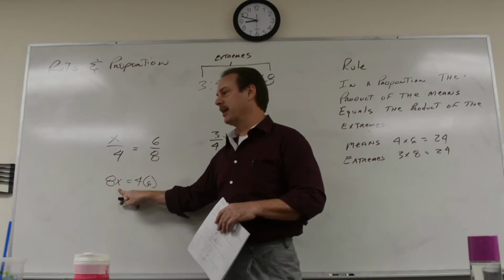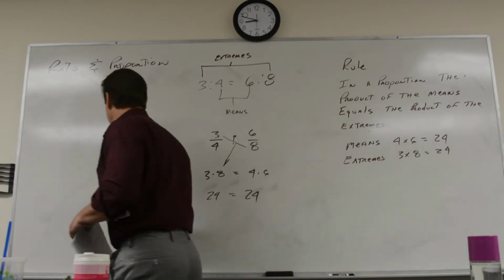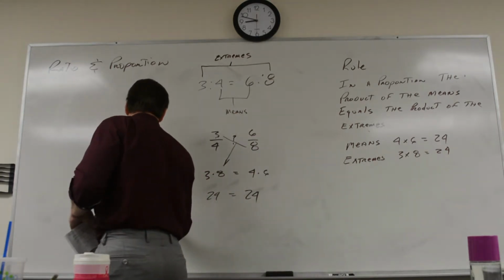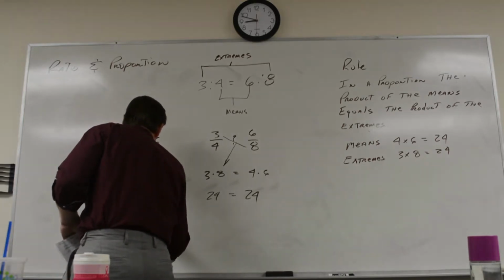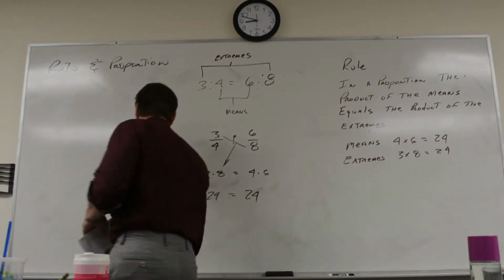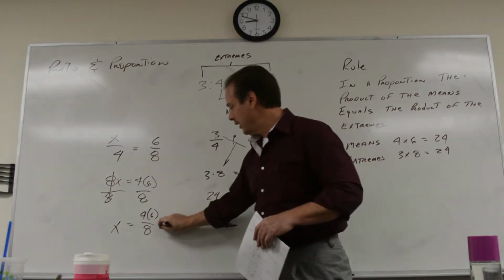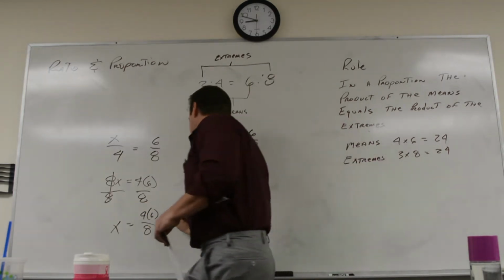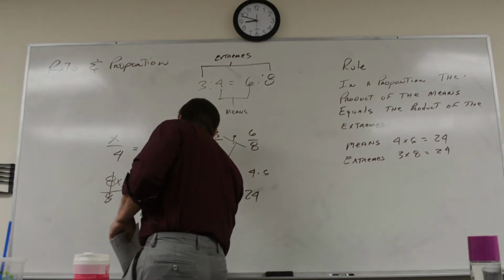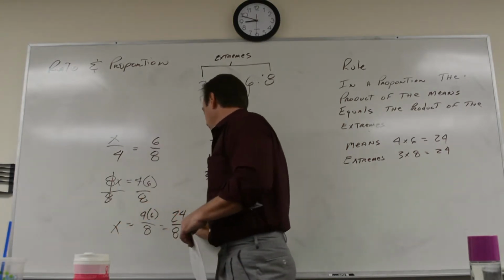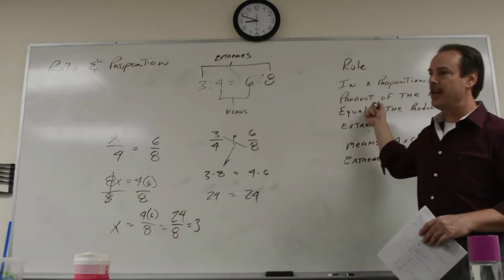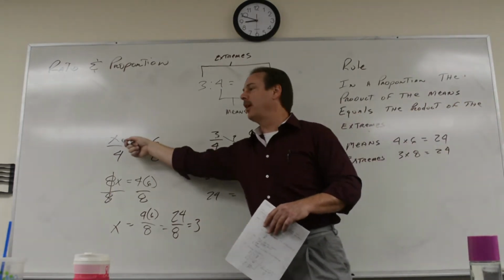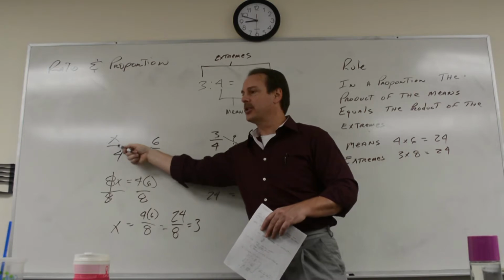We want to solve for x, so we've got to divide both sides by 8. If that cancels, we get x equals 4 times 6 divided by 8. This is going to equal what? 4 times 6 is 24 divided by 8. And 24 divided by 8 equals 3. So using this information, it is a way we could solve if we have one of these terms that is unknown.